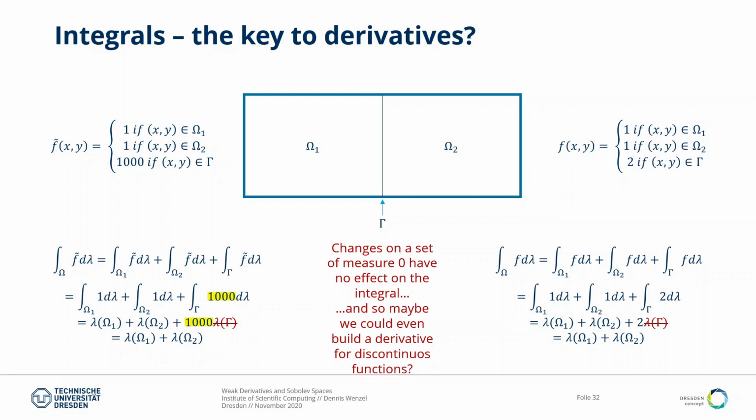And now our next step is to use this in order to define some type of derivative where it's completely fine if my function is problematic on a set of measure 0. So the goal for the rest of this lecture is to find out how we can define derivatives even if our function is discontinuous on sets of measure 0.